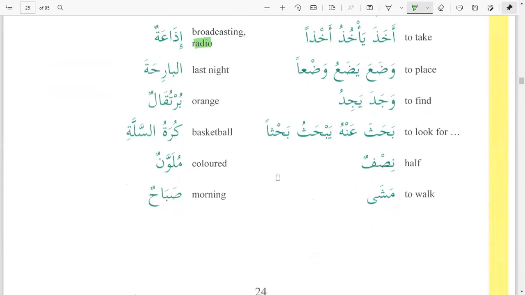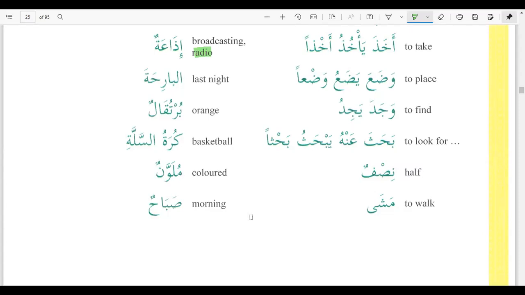And this was our lesson. Inshallah, tomorrow we will learn more about this. So we end our lesson here. Inshallah, tomorrow we will come with the new lesson.